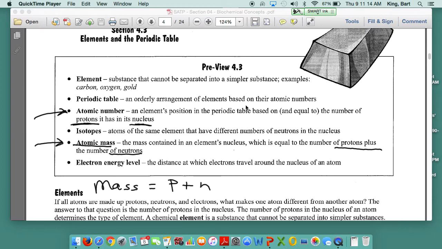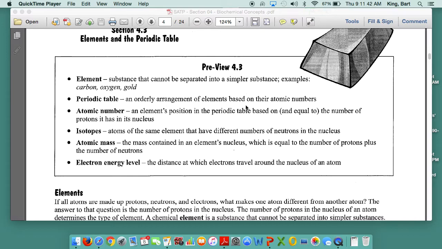All right. Now, if you're given the mass and you're given the protons, you can use algebra to figure out how many neutrons there are in the atom. If you need to figure out how many neutrons are in a carbon-12 atom, then you just take the mass and subtract the protons, and that's how many neutrons. Okay, the mass of the atom is in the nucleus. Which subatomic particles can be found in the nucleus? Protons and neutrons. Protons and neutrons are found in the nucleus.